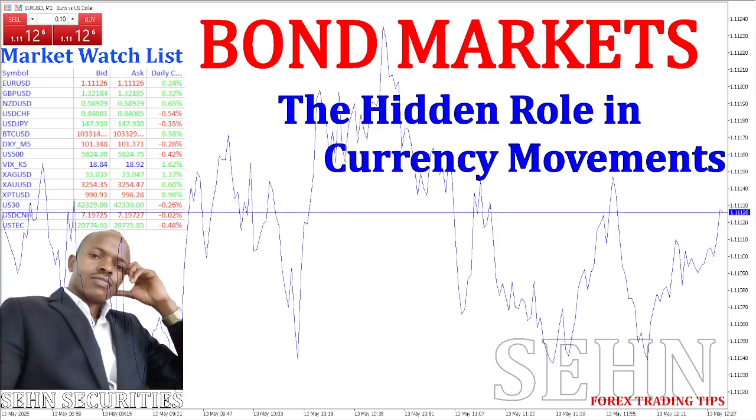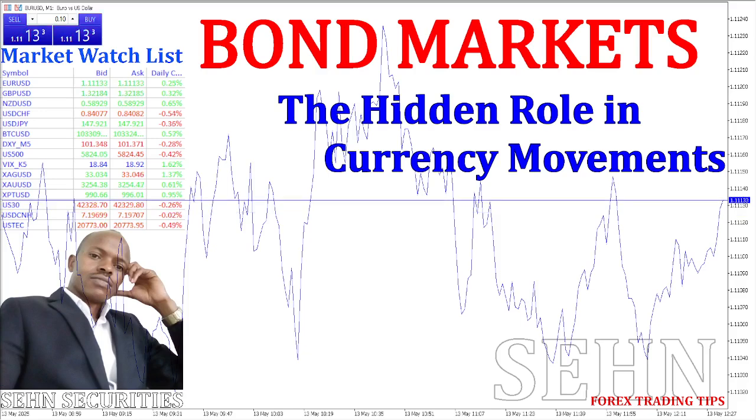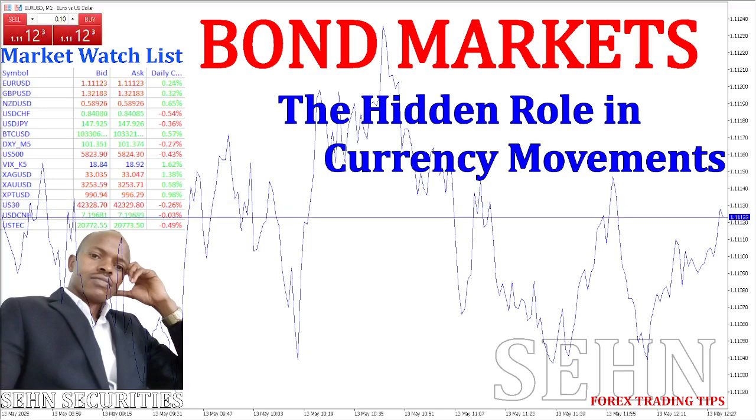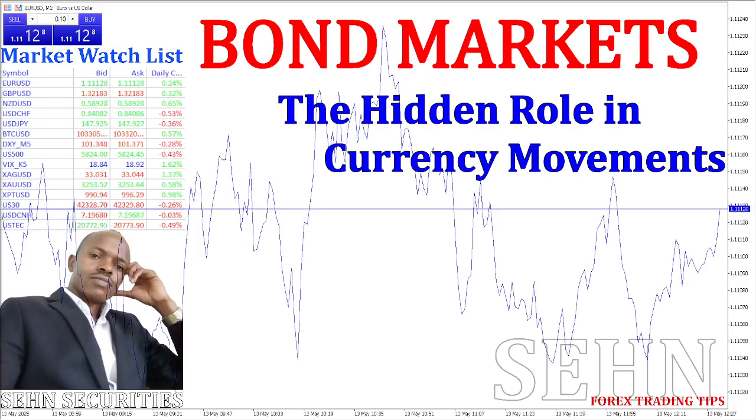This is where things become truly interesting for Forex traders. By monitoring the direction of bond yields, particularly the 10-year government bond yields of the US, Germany, and the UK, traders can anticipate possible currency movements. But it's not just about watching the absolute yield. It's also about tracking the spread between yields of two countries.